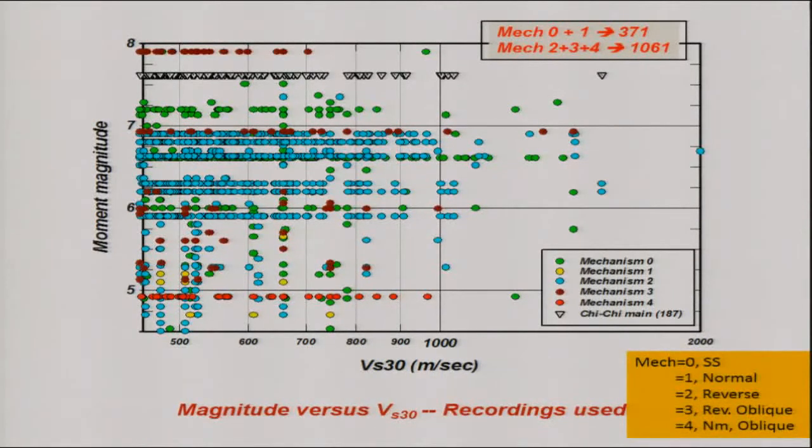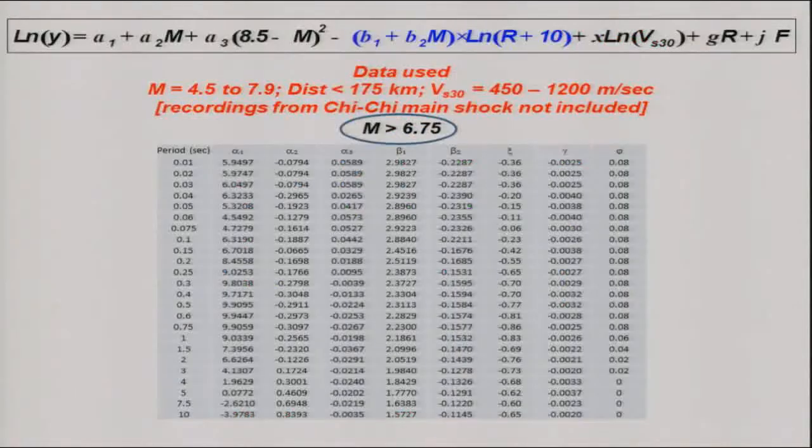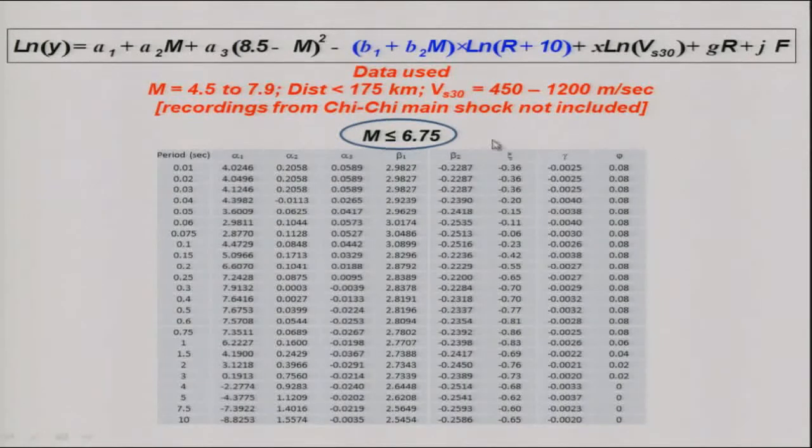So this is his selected recorded motion. As you see, VS30 starts from 450 all the way to large VS30 values. That's the selected recordings for the Idriss model. Then he has tables for all periods from 0.01 all the way to 10 seconds, for magnitude 6.75 and higher, and for magnitude 6.75 and lower.